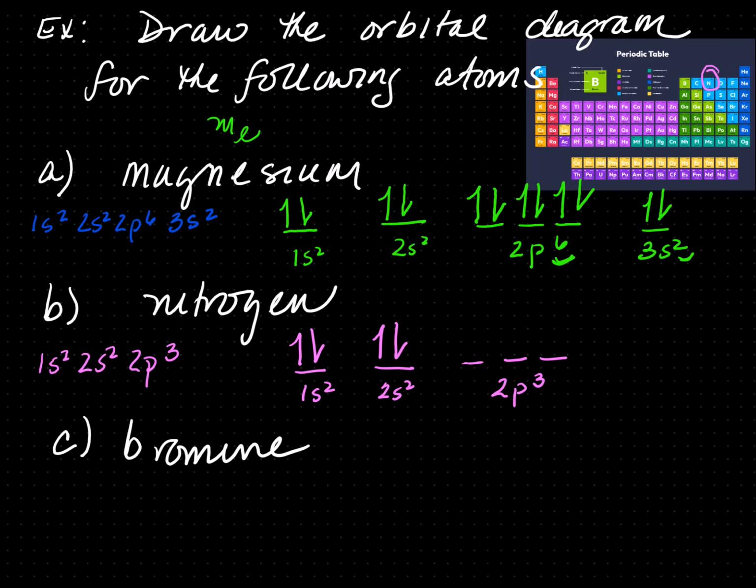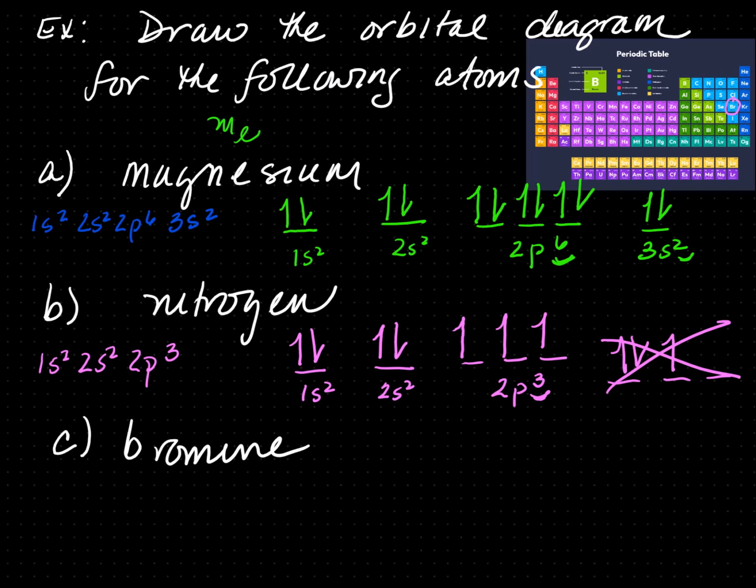Next lowest energy level, according to Aufbau, is 2p. Hund's rule states 1 electron per orbital: 1, 1, 1. I only need 3, so I am finished. This is not correct. This is incorrect. It violates Hund's rule.